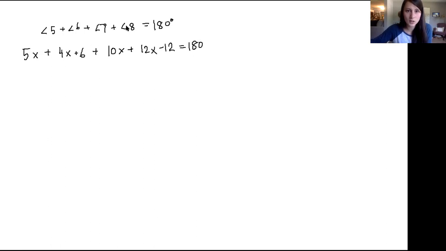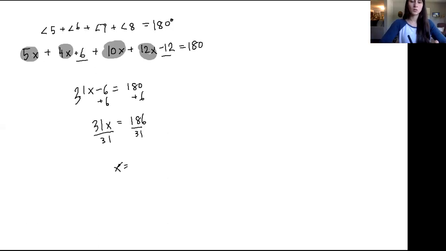Now let's look here. I've got my x's, my ones with my variable. So I'm going to add those all up. 5 plus 4 plus 10 plus 12. 19 plus 12. And what does that x equal? 186 divided by 31 is 6. x equals 6. Okay, so are we done here?